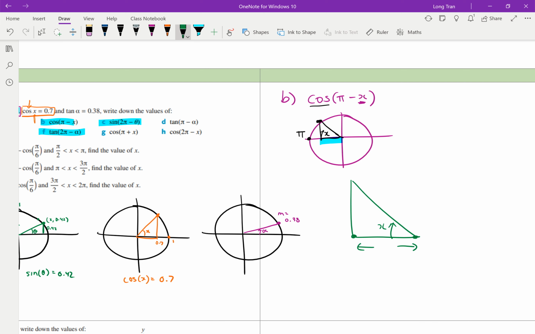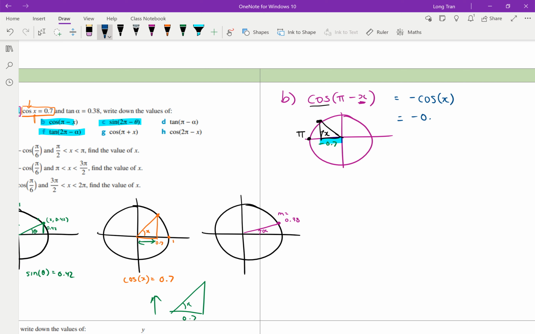But I already know, based on the property they gave us at the start, that when this is x, the distance is 0.7. From here to here is 0.7. So this has to be 0.7 as well, because it's the same triangle. But the difference is it's negative 0.7. Can you see that? So when you write out your answer, you should say this is the same thing as negative cos of x, which is negative 0.7.